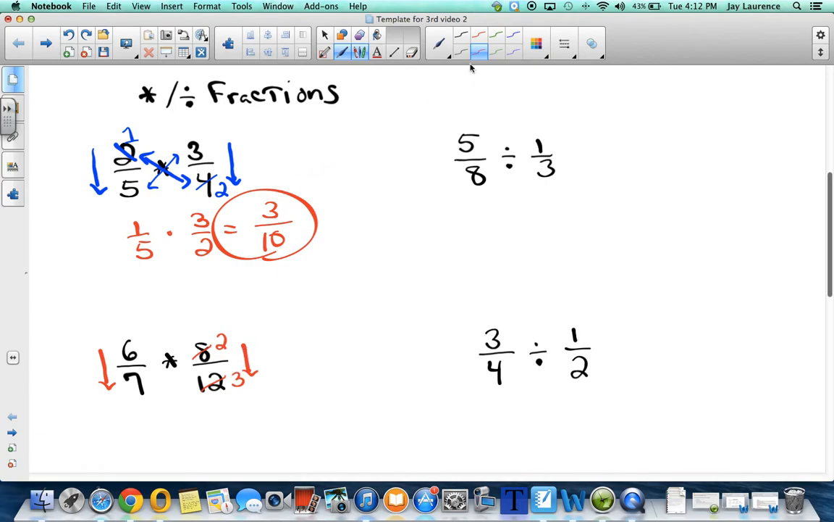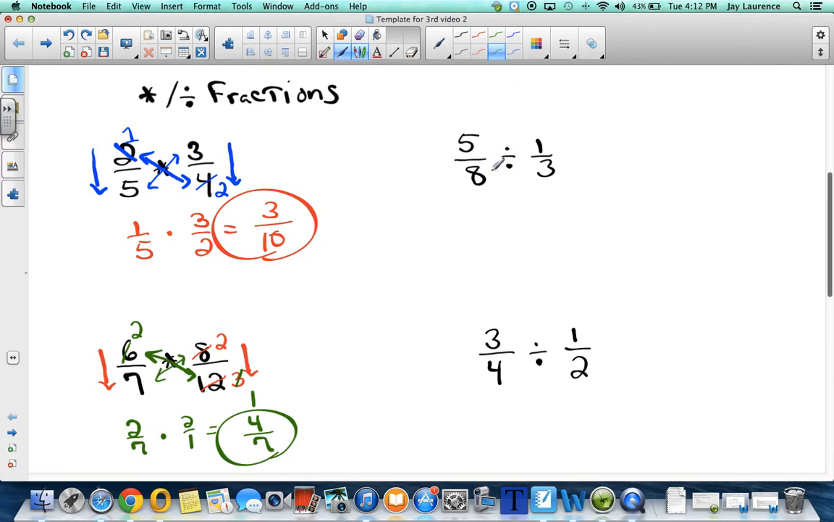Now I'm going to check diagonally. 6 and 3 can simplify. 6 over 3 is the same as 2 over 1. Now I can't simplify this way because that's not division. Nothing's going to simplify here with the 2 and the 7. So my new problem is 2/7 times 2 over 1. I'm ready to multiply. 2 times 2 is 4. 7 times 1 is 7. My answer is 4 sevenths.